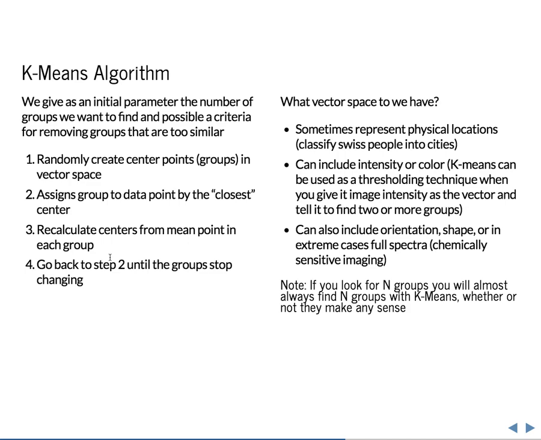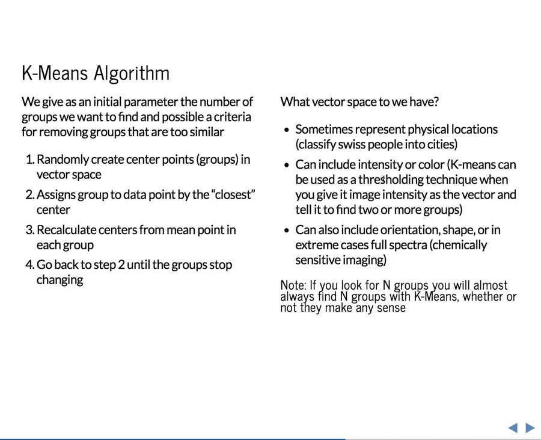And so when we look at what our vector space is, we talked about this idea of feature vectors, but this is much broader than just images. Sometimes this would be physical locations, so for example, if you're trying to classify Swiss people into cities, you might use latitude and longitude as your vector space, and then your distance metric would be a scaling of this that accounts for our position on the Earth and the distance on a sphere from one point to the other.